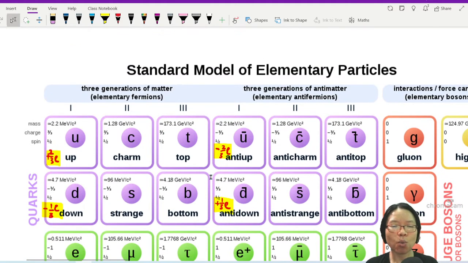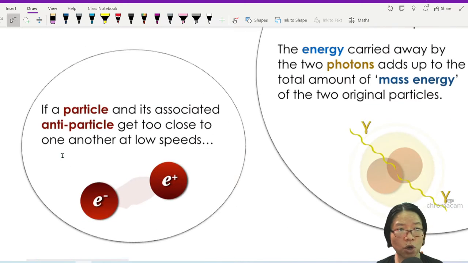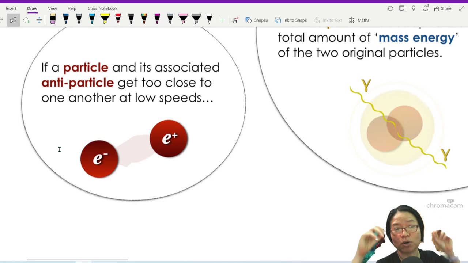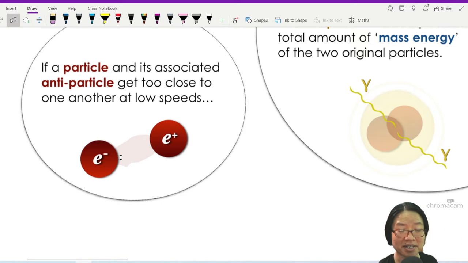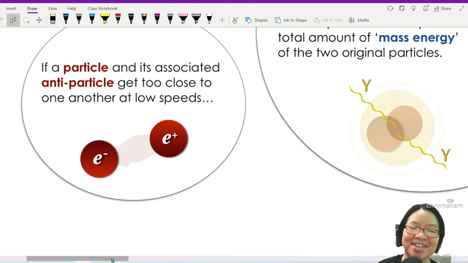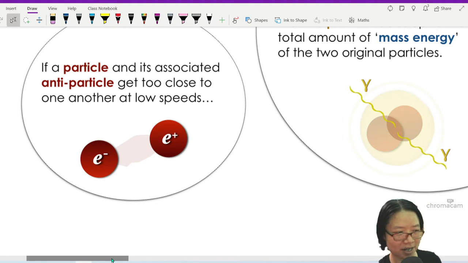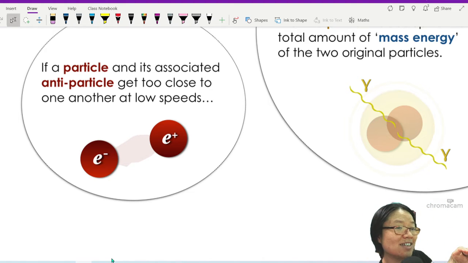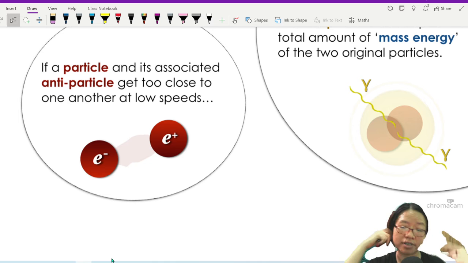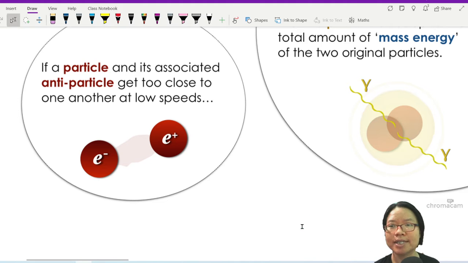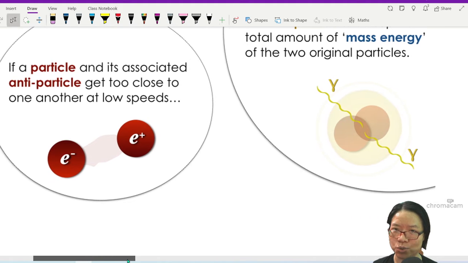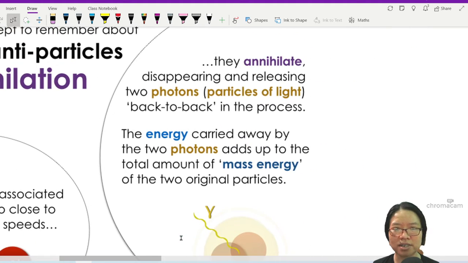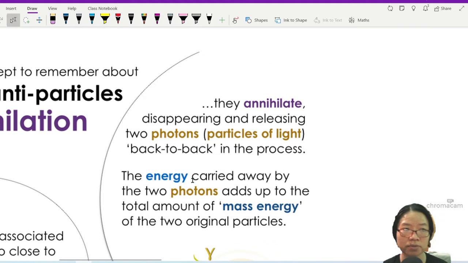Okay, so why is antimatter such a fascinating subject for physicists? Well, when a particle and antiparticle go close to each other, and if the speeds are low enough, they will annihilate each other. It means this electron and this positron, if they approach each other slowly and get too close without social distancing, like a Korean romantic drama, they will annihilate each other. Okay, meaning they will cease to exist. Oh, miss, what is this annihilation? They will disappear. So when a particle meets an antiparticle, it will disappear.